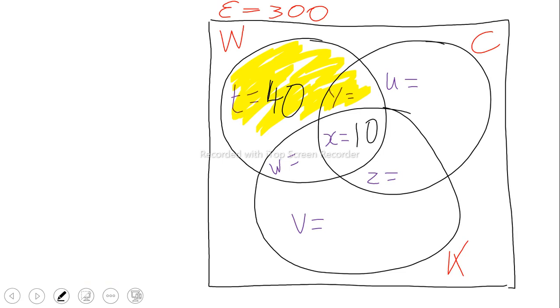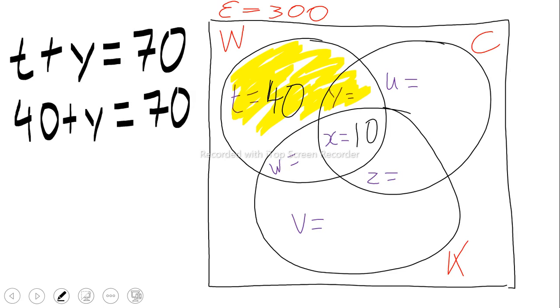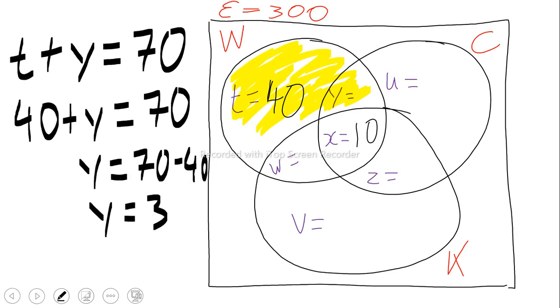Because T plus Y equals 70. And we already know that T is 40, plus Y equals 70. So Y is going to be equal to 70 minus 40. So Y is going to be equal to 30, because they said that these two together should give us 70. Right. Okay.